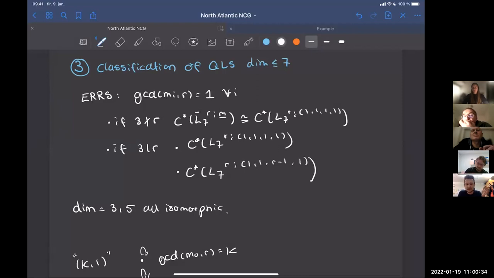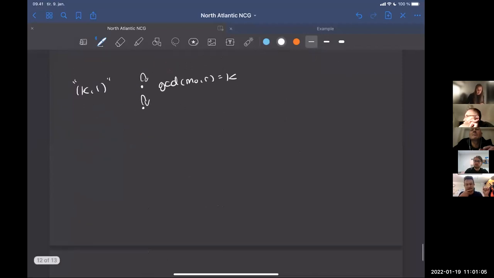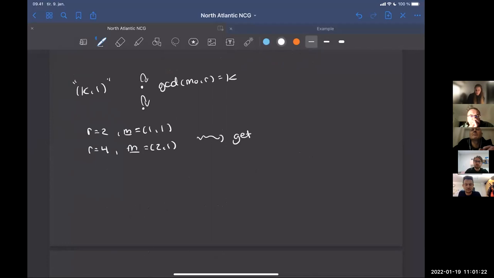But I think then, Sophie, you mentioned when we talked about this on the board, that some of these examples, when they are isomorphic, it turned out that, at least for n equals two or something like this, the graphs you get out from these constructions are the same graphs, the same matrices. This is what I briefly explained here: if you have r equals 2 and m equals 1, 1, and you have r equals 4 and m equals 2, 1, then you get the same graph.